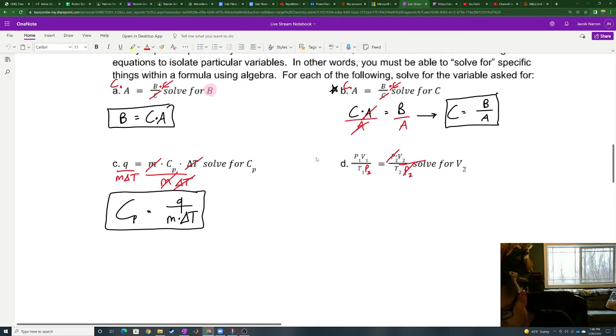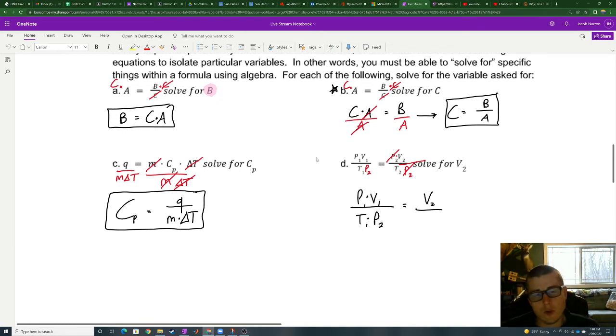But hey, let's clean it up. Let's look at what we got. All right, we're not done yet. Let's just clean it up a little bit. So I've got T1, P2, and this is equal to V2 over T2. So see, I'm close. The only thing that's left over there on V2's side is T2. So instead of dividing by T2, I want to multiply by T2.